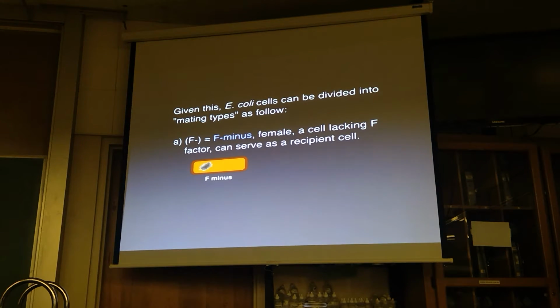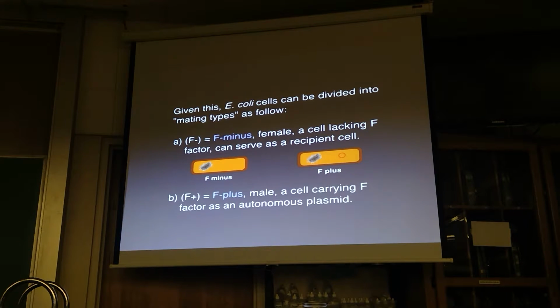So these are the mating types. If an E. coli cell does not carry the F factor plasmid, it can't produce pili, therefore it can't initiate genetic exchange, it's considered female. It's called F-, but an F- cell is a female type cell. If the cell has the F factor, and it's outside, it's separate from the chromosome, then it's called F+.